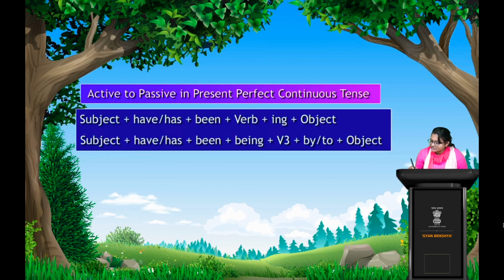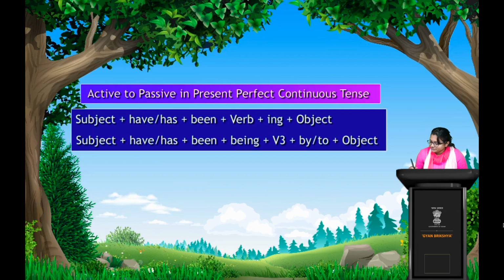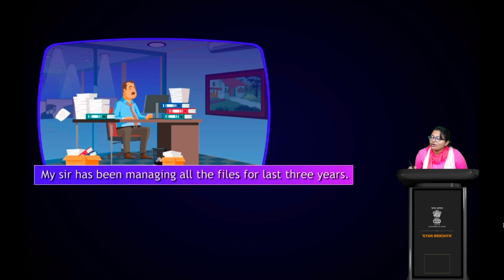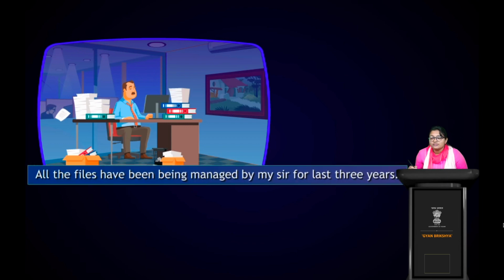So as it goes, let's see. This is the sentence structure. Okay. Let's look at examples. Examples help us to remember things better, right? Now, my sir has been managing all the files for last 3 years. So this is perfect continuous. That's why you have ing and also you have has, have. Perfect continuous, right? Okay, so let's change it. It becomes all the files have been being managed by my sir for the last 3 years.